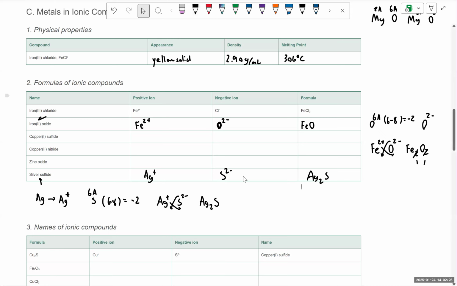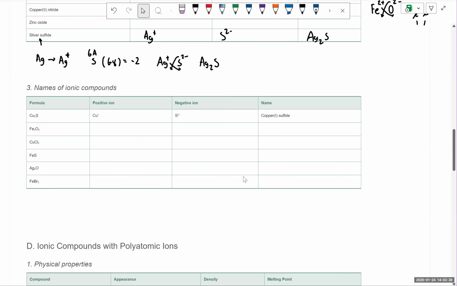Let's move on now to part 3, where we're asked to provide the ion charge for each cation and anion, and then name each ionic compound. So in this case, let's look at an example here. Fe2O3.